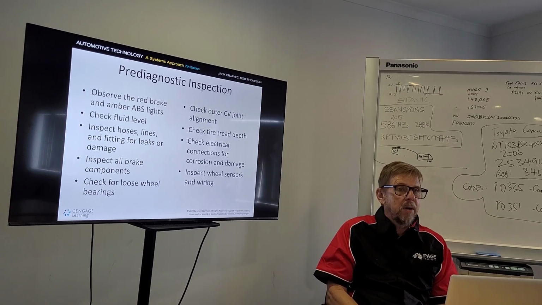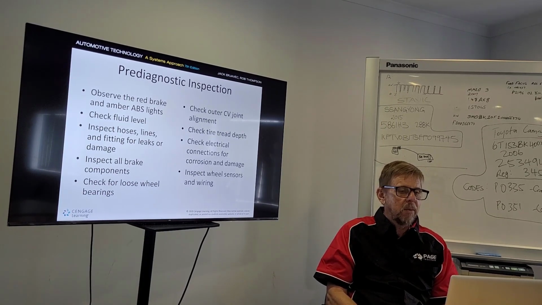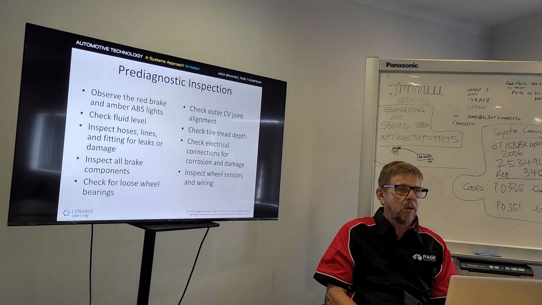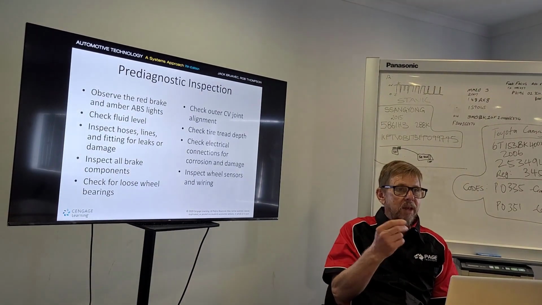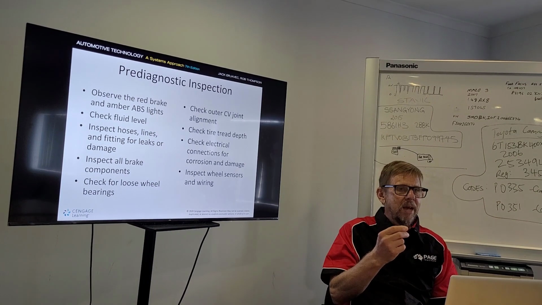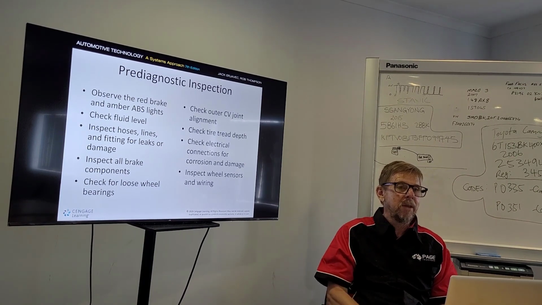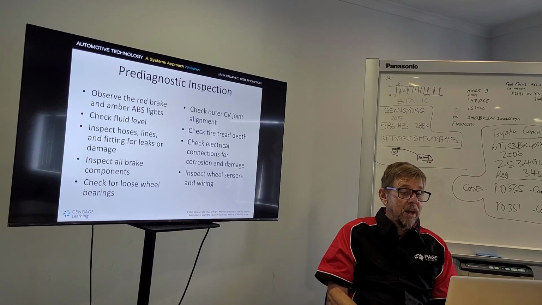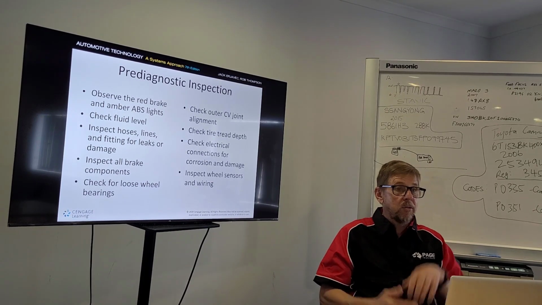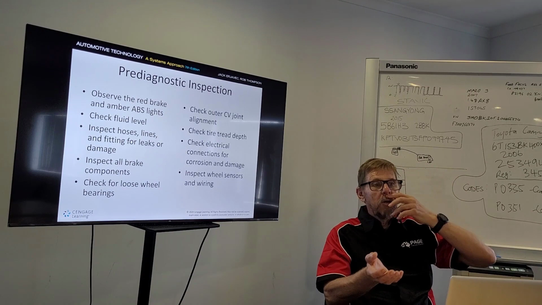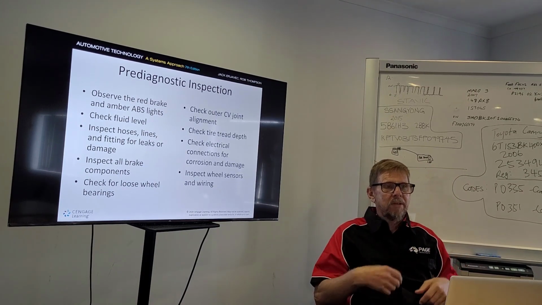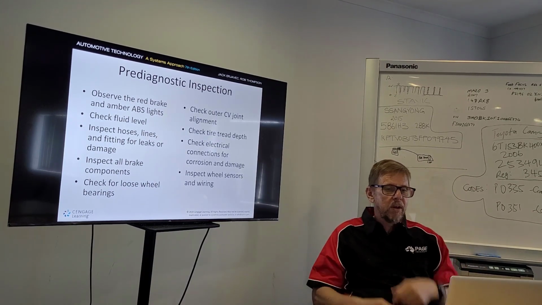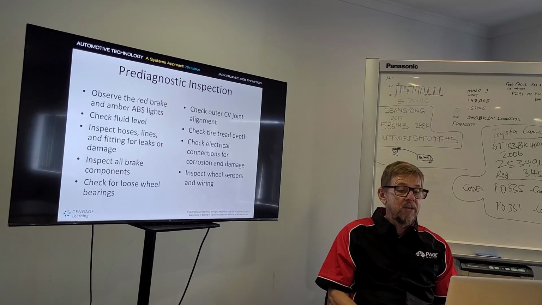Inspect all the brake components, if something's down to metal, or we have these brake warning lights now that come on when the brakes get down, and that could disable the brake traction control and ABS. Check for loose wheel bearings. Wobbly, because that's going to throw the wheel speed sensors out if the wheel hub's moving like that. Check your outer CV joints for alignment. Check the tyre treads.